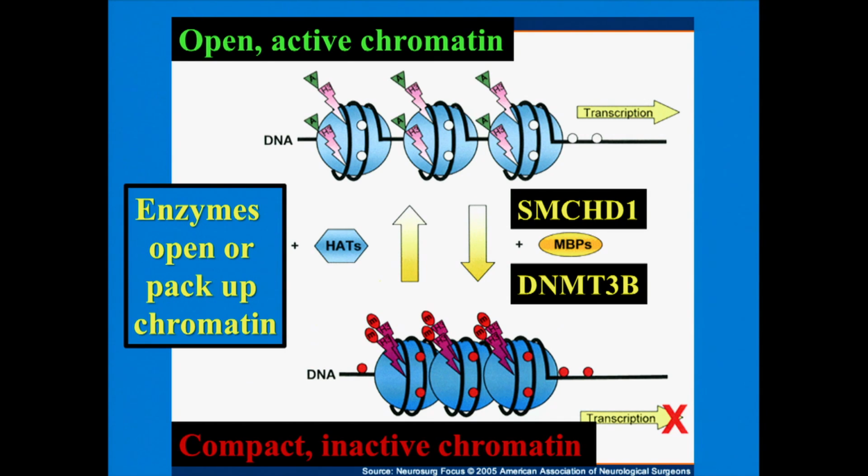Now, epigenetics means this is something that is dynamic. You can go from open to closed chromatin by the activity of various enzymes. So these are other proteins in our cells that can open up or compact chromatin. And among those enzymes, two are very important for FSHD. One is named SMCHD1, and the other one, DNMT3B. So these proteins will compact chromatin.